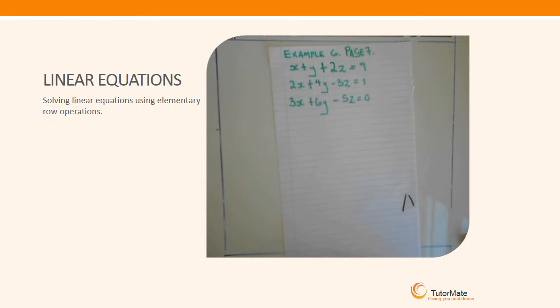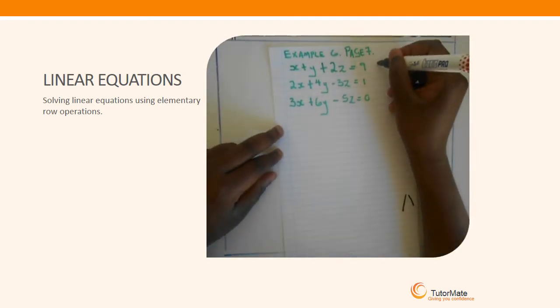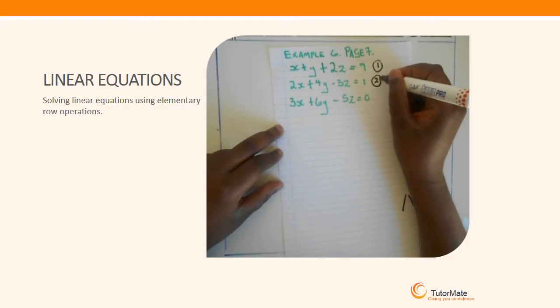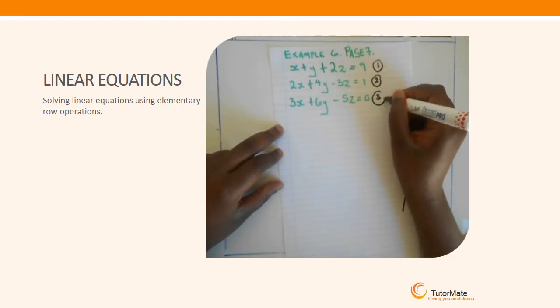When you're solving a system of linear equations using elementary row operations, it's advisable that you first number your linear equations. For instance, this will be our equation 1, this will be our equation 2, this will be our equation 3.